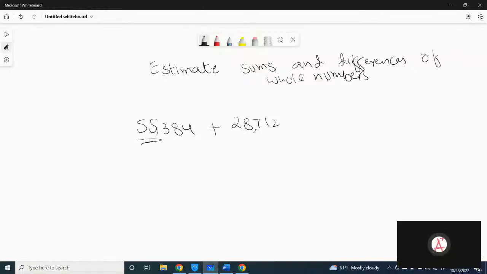So which 10,000 is right after 55? 60,000. Got it? So 55,384 is rounded to 60,000. Then you have 28,712. So which next 10,000 do you have right after 28,000? Yes, right after 28 you have 30,000. Got it? So just add them now. When you add them, it makes 90,000. Got it? That means the estimated sum is 90,000.